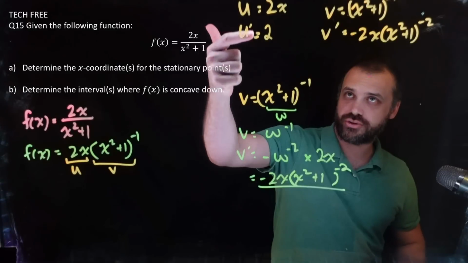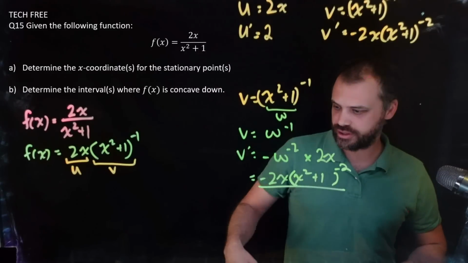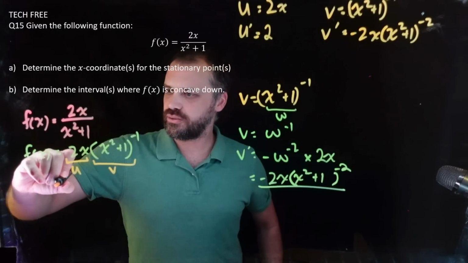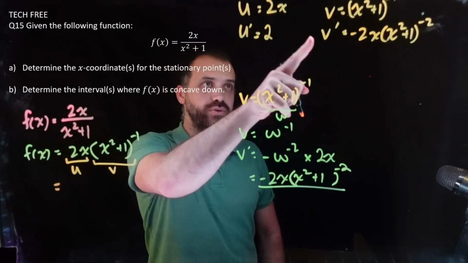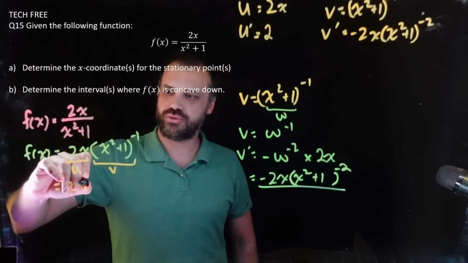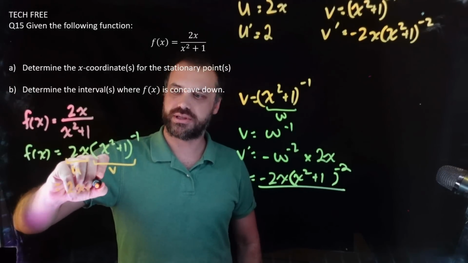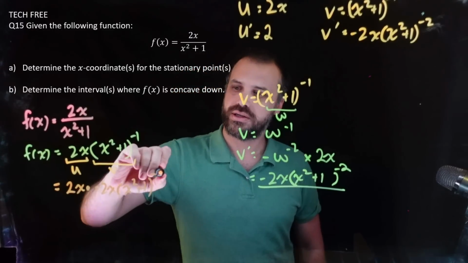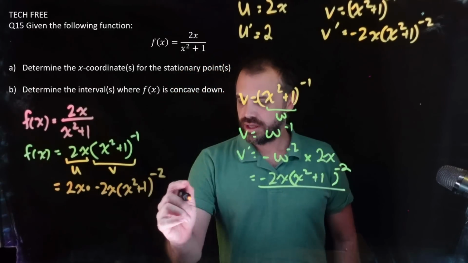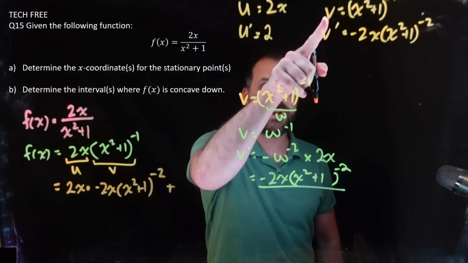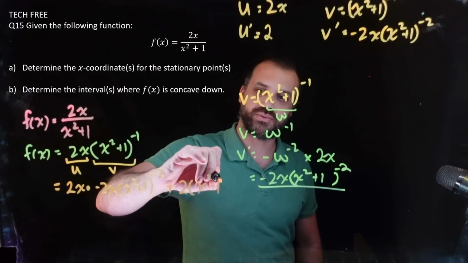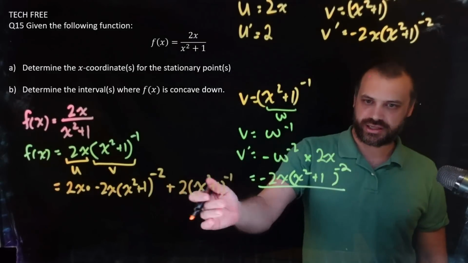So now that I've got U, U dash, V, and V dash, I can put it into a product rule formula. I'm going to get rid of that in a second. So we have U, V dash, so 2x times negative 2x, x squared plus 1 to the negative 2, plus V, U dash, 2 bracket x squared plus 1 to the negative 1.